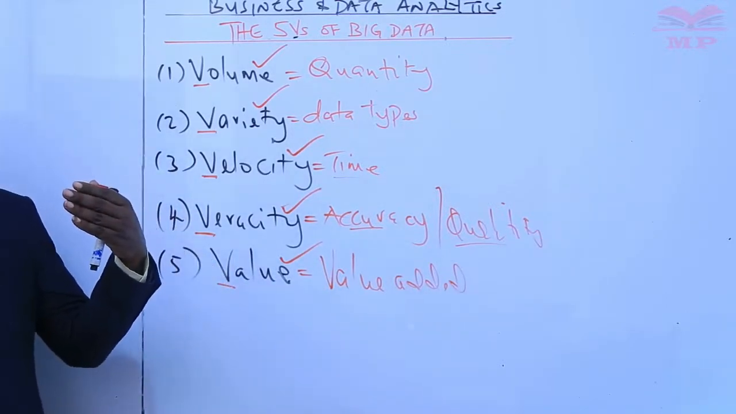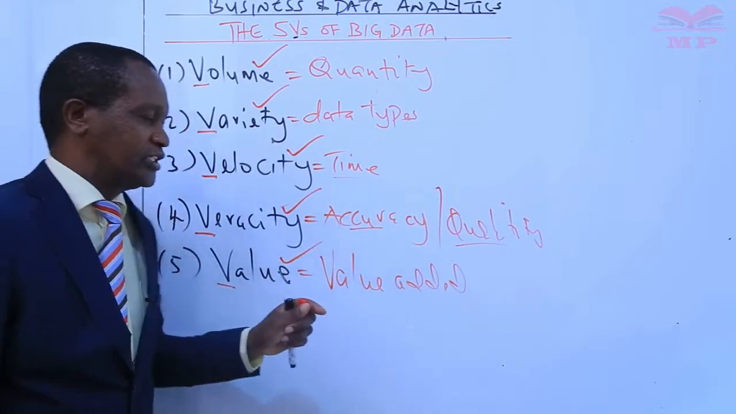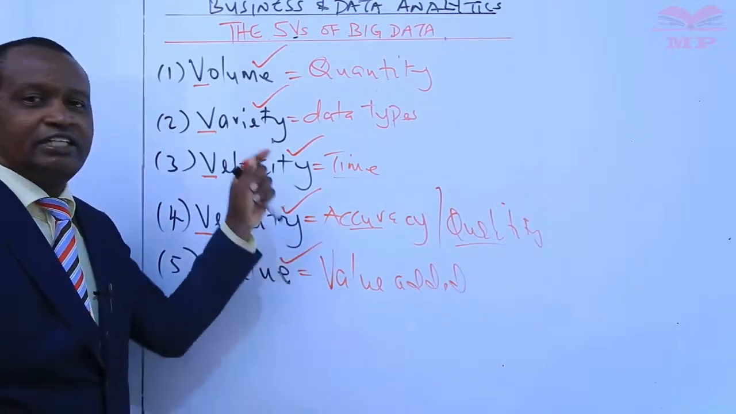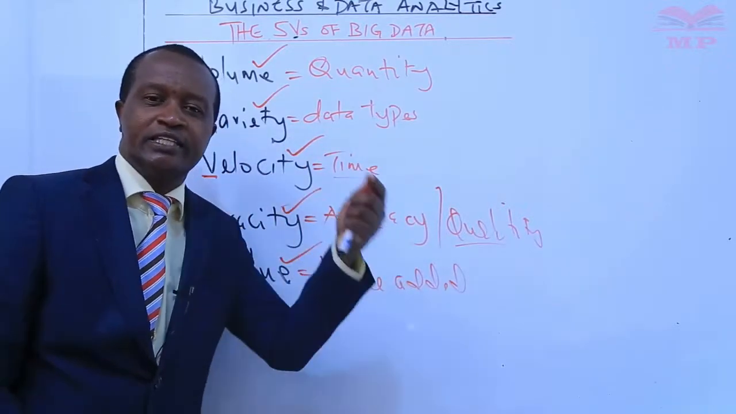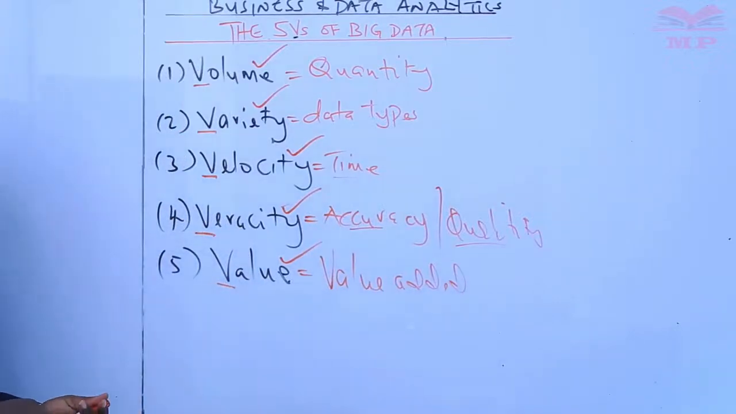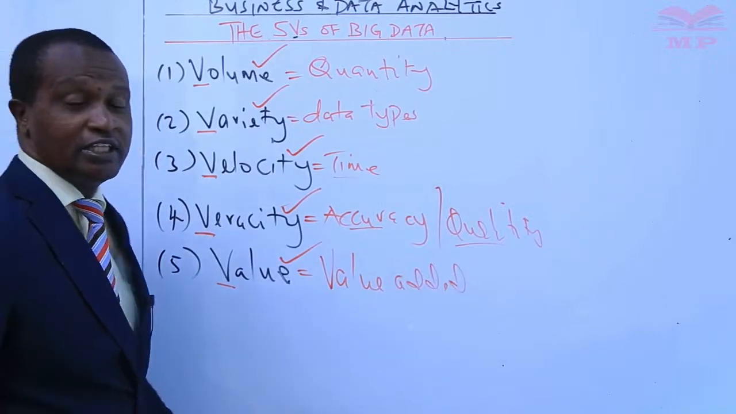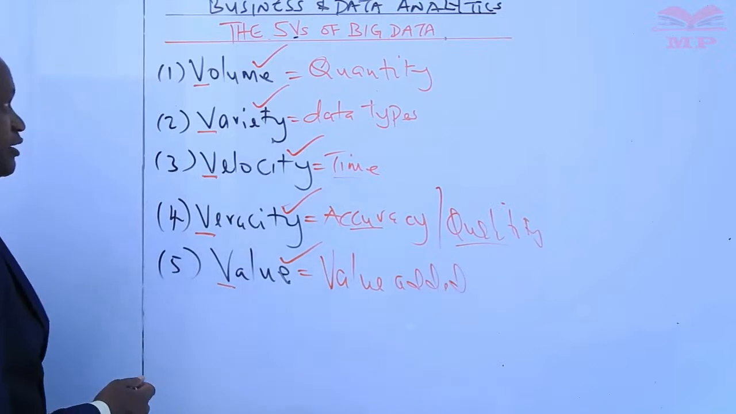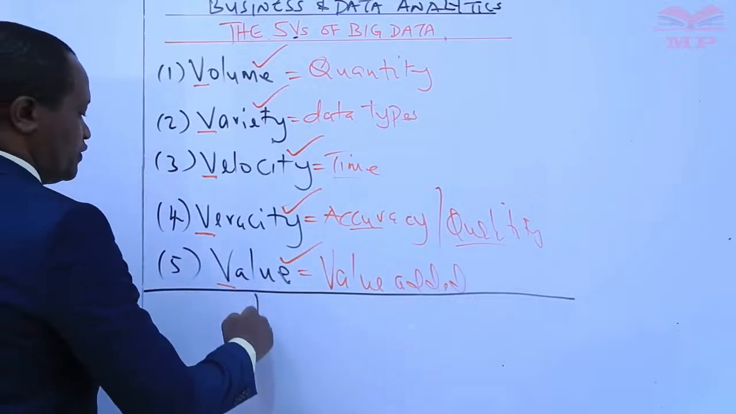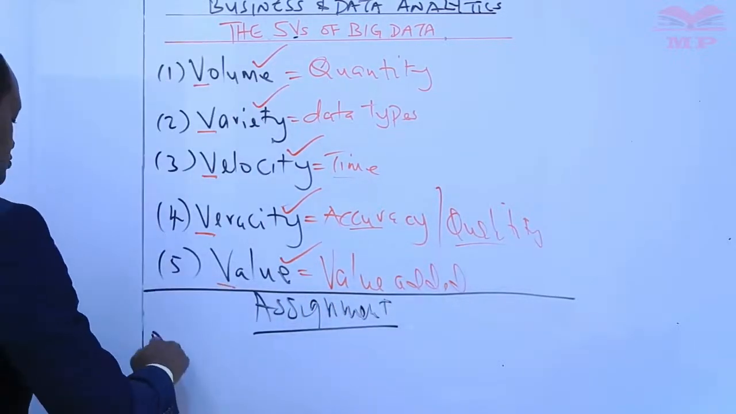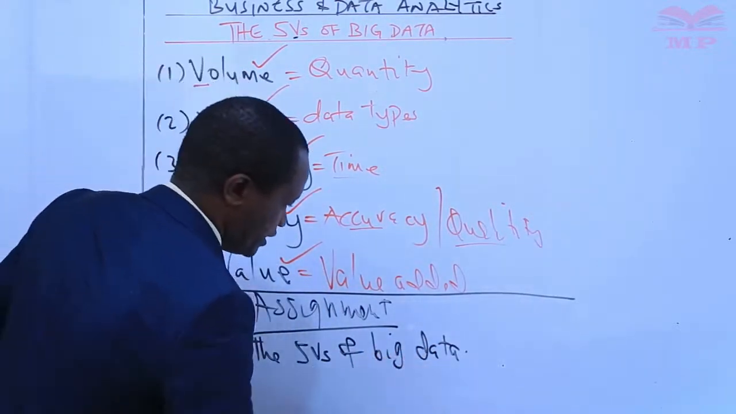We've said that it relates directly to what organizations can do with the data that is collected. We said collecting data is not enough. What is important is what value you derive from the data that has been collected. And that brings the lesson to an end. The objective of this lesson was that by the end of it, you, the learner, should be able to describe the 5 V's of big data, and that will form the basis of today's assignment.